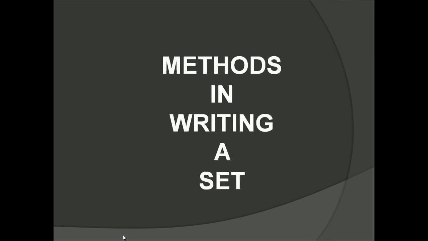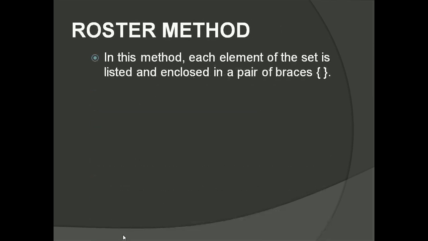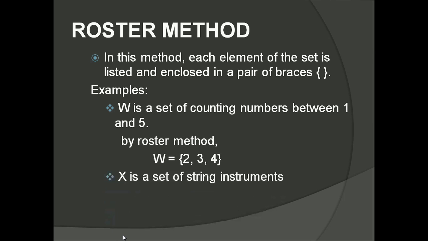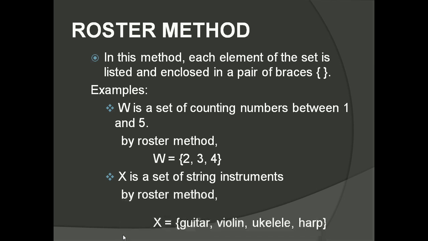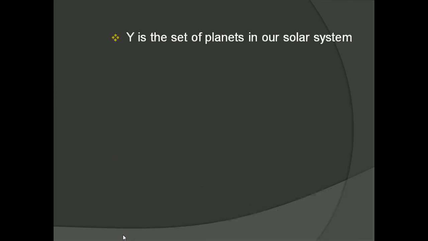Now, let's proceed to methods of writing a set. First method is the roster method. In this method, each element of a set is listed and enclosed in a pair of braces. For example, W is a set of counting numbers between 1 and 5. By the roster method, W has elements 2, 3, and 4. X is a set of string instruments. By the roster method, X has elements guitar, violin, ukulele, and harp.